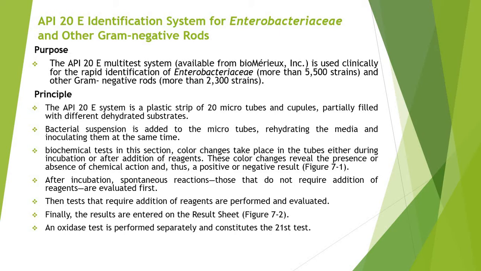The API kit system is a strip system which contains 20 or even more than 20 tubes or capsules that are partially filled with different kinds of biochemical media in the form of dehydrated substrates. Bacterial suspension is added into each tube to rehydrate the media and inoculate them at the same time.